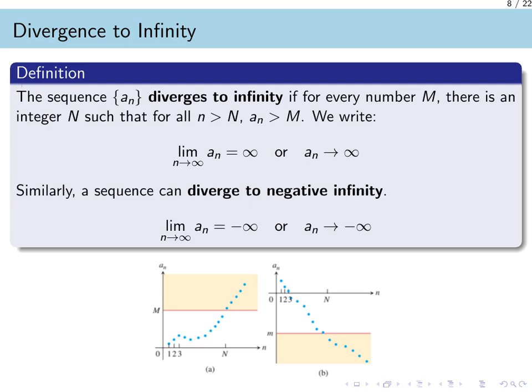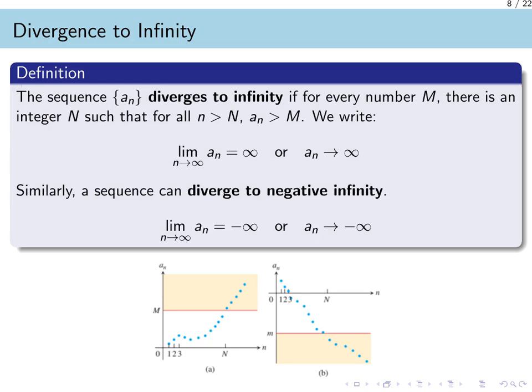For example, with the sequence a sub n equals n squared, if you choose m to be 1 million, I can just point to n equals 1,000. Every term after that point is larger than 1 million. This same logic works in reverse for a sequence that diverges to negative infinity, where its terms eventually fall below any negative number. It is important to remember that this is a specific type of divergence.